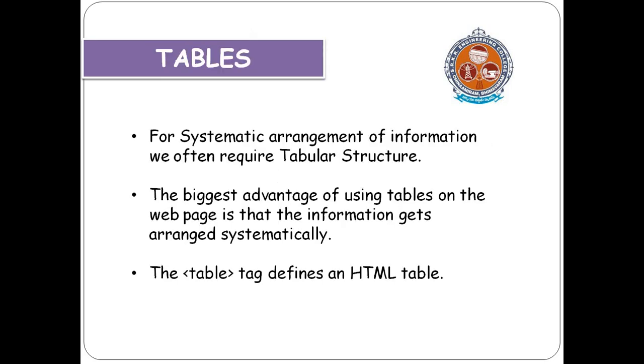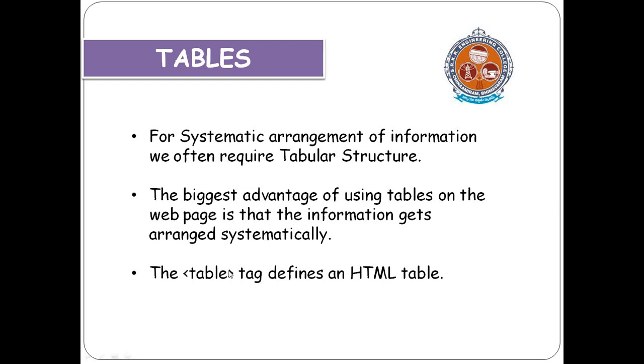Okay, the tables. Already everybody knows what a table is. A table is a combination of rows and columns. But in HTML, tables are most useful and important for arranging our information in a structured format. For systematic arrangement of information, we often require a table structure. The biggest advantage of using tables on the web is that information gets arranged systematically.